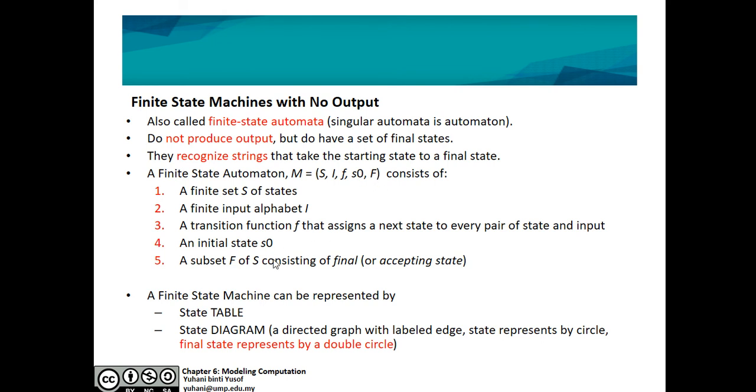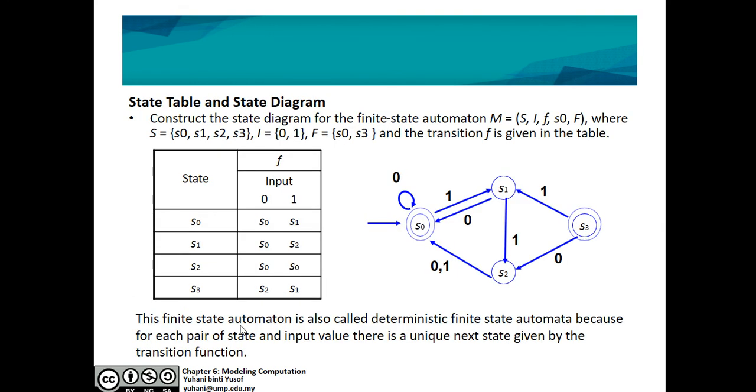Okay, so also with the finite state machine with output, you can represent the machine by using a state table and a state diagram. Now these two represent the same machine, but this one is represented by using a state table and this one by using a state diagram. So if you see here clearly the difference between the finite state machine with output and without output.